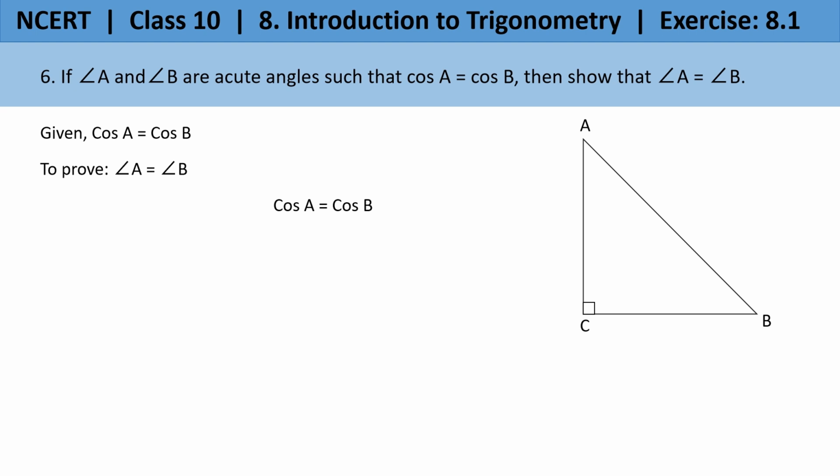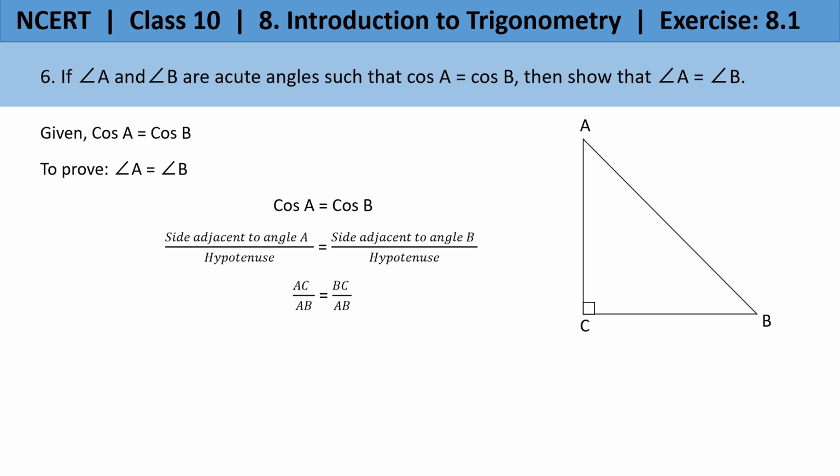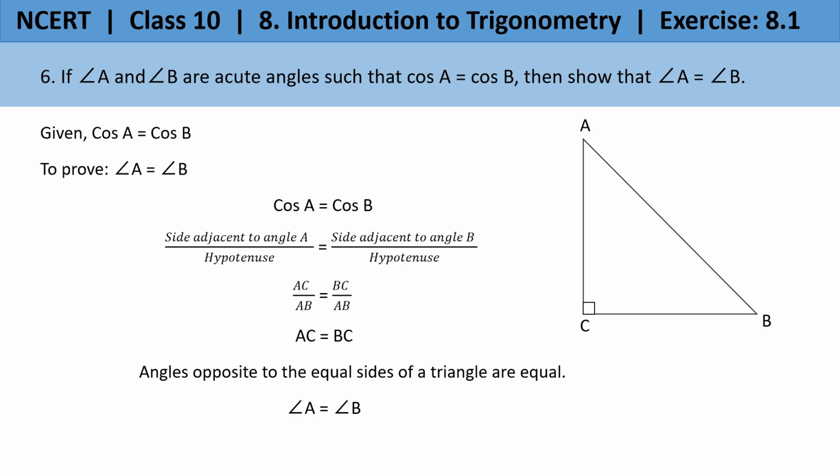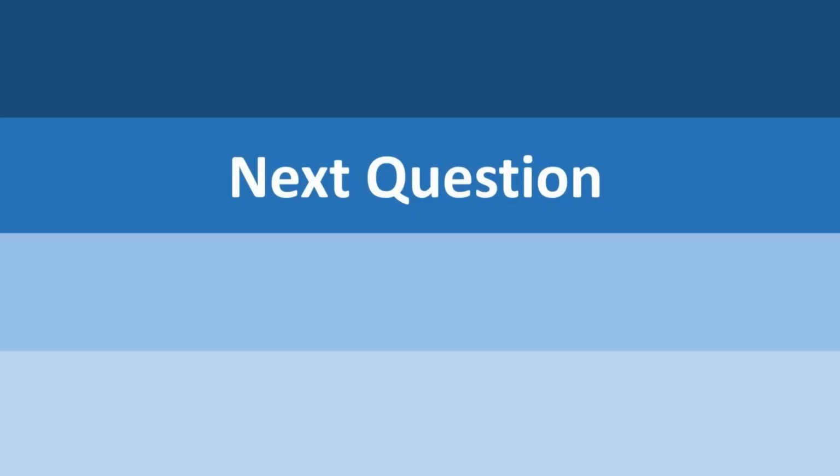Cos A is equal to cos B. Side adjacent to angle A by hypotenuse is equal to side adjacent to angle B by hypotenuse. AC by AB is equal to BC by AB. We can multiply by AB on both sides of the equation. AC is equal to BC. Angles opposite to the equal sides of a triangle are equal. So, angle A is equal to angle B. Let us see the next question.